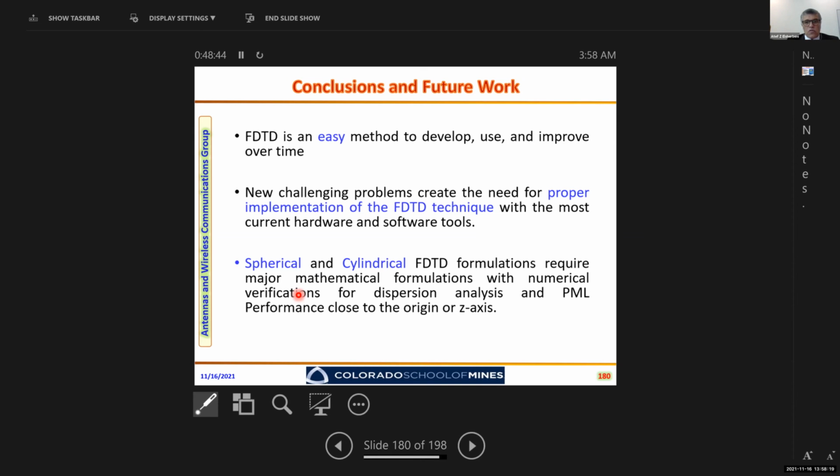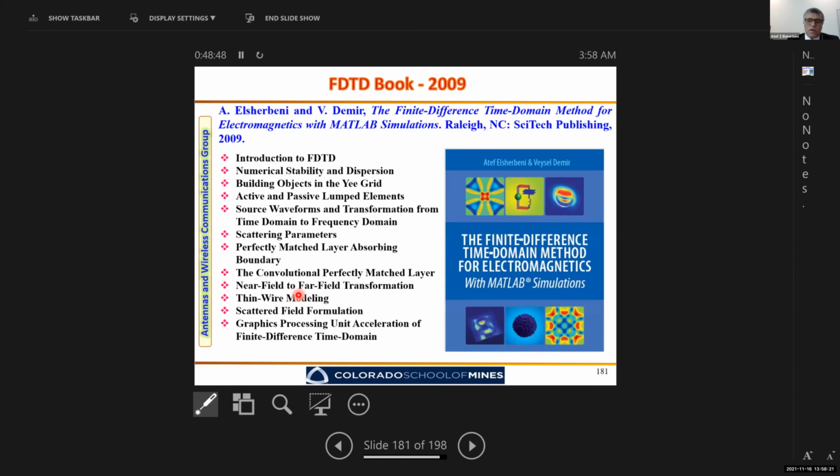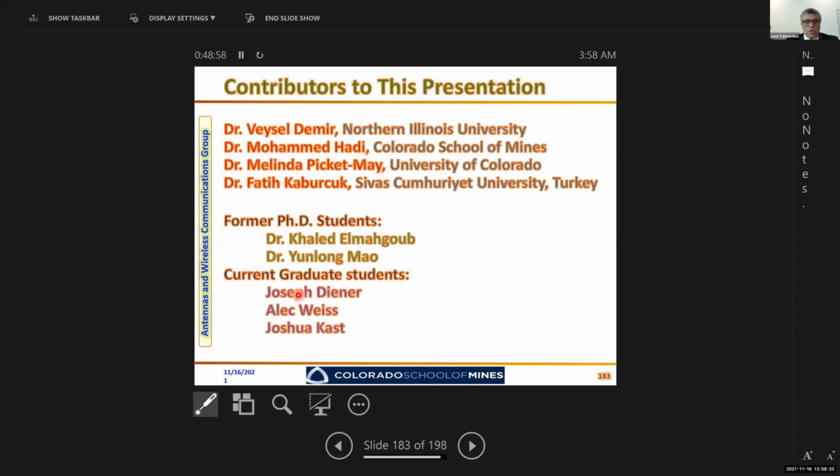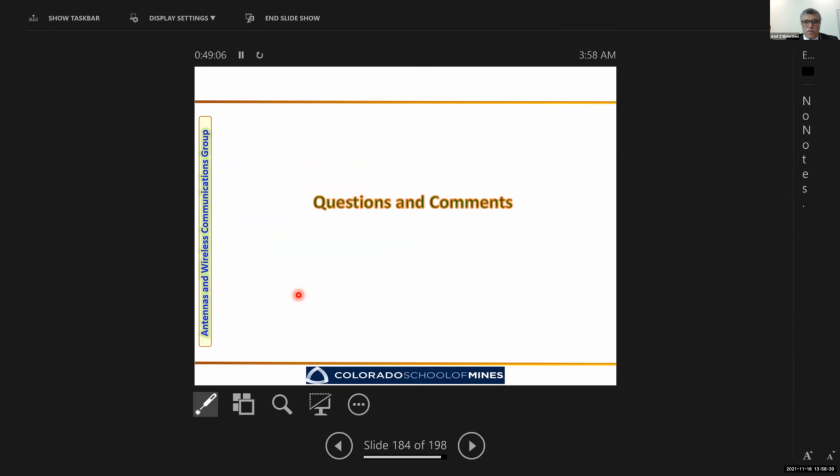In 2009, we published this book with all kinds of MATLAB codes for solutions. In 2015, we added 4 more chapters and updated other chapters. And I would like to stop here by acknowledging the contribution of so many other colleagues and students, and current students as well. So if you have any questions, I'll be glad to answer.